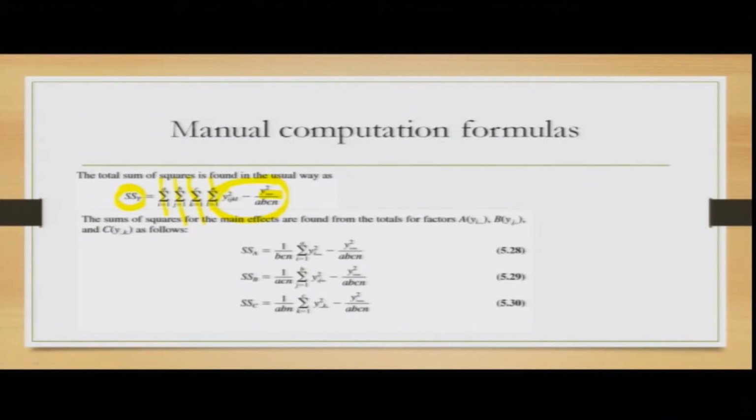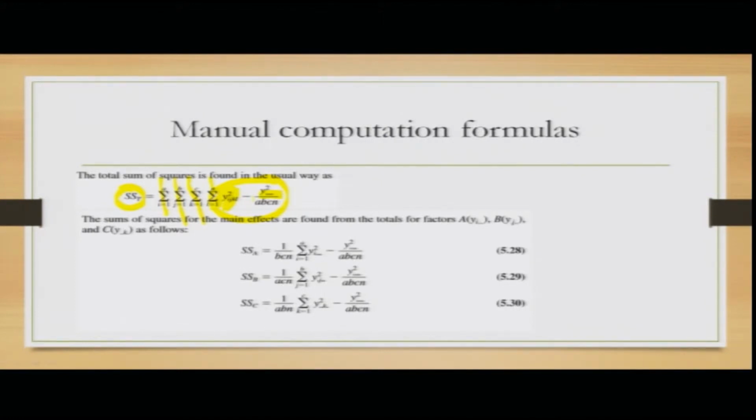These are the squares of each observation. This is the square of the grand total, where you are summing over all four indices, and then you divide by a, b, c, n, which is the total number of observations. So, your total set of observations will be a into b into c into n.